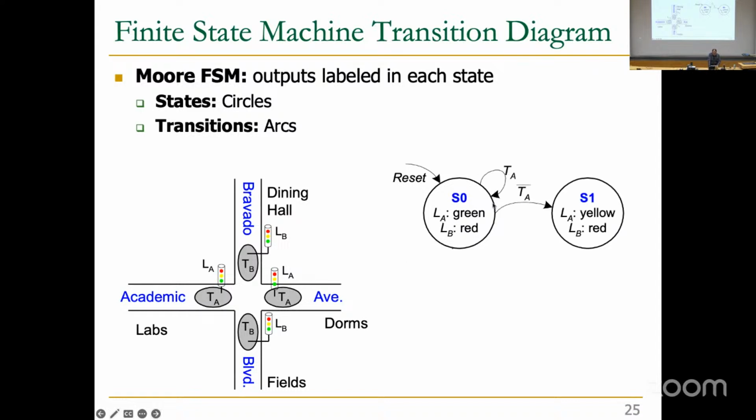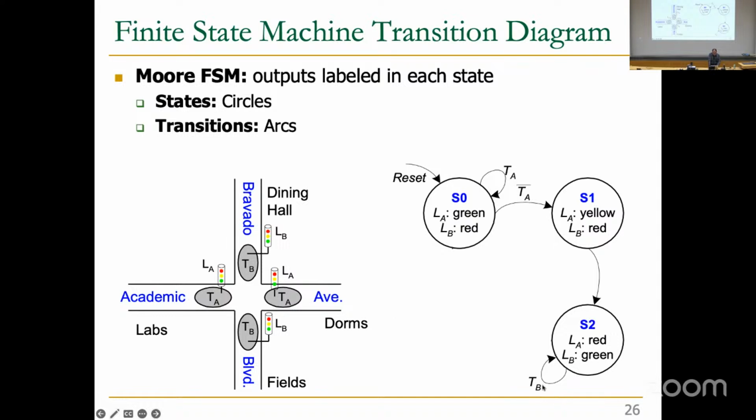As long as we have traffic in A, we're going to stay in this state. That's the smartness part of our controller. When there is no traffic, after 5 seconds, we move to state S1. In S1, we make LA yellow, and the other one is still red. Then from S1, unconditionally, we move to S2 after some time. In S2, we make the light for A red, and the other one green.